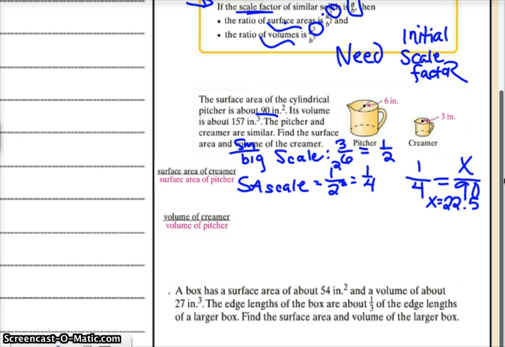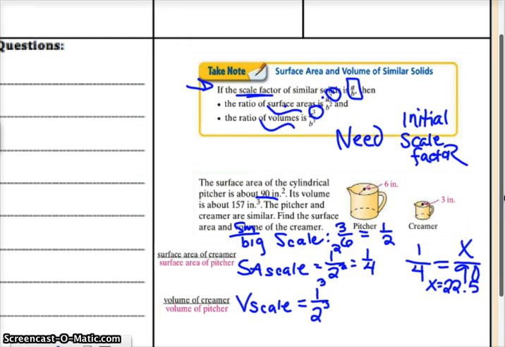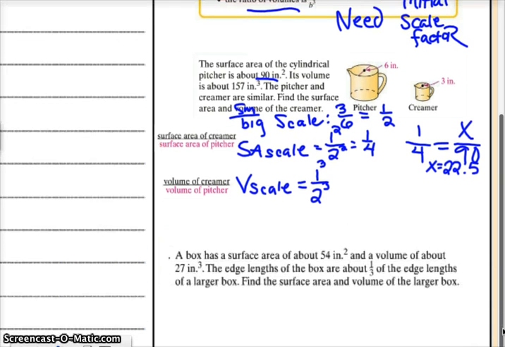We are not done, right? Now I have to figure out volume. So I go back to my initial scale factor, 1/2, and my volume scale is going to equal 1 cubed over 2 cubed. Why? Just because they told me. That's what it says right here. It says the ratio of the volumes is A cubed to B cubed. That A to B is your initial scale factor, which is 1/8.